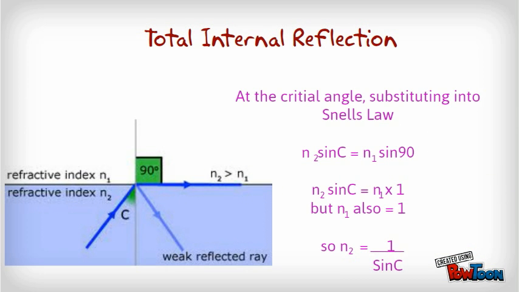So at the critical angle, if we substitute the sums into Snell's law, we can see that n2 sine of the critical angle is equal to n1 sine of 90 degrees. But n2 sine c is equal to n1 multiplied by 1, because the sine of 90 degrees is 1, but n1 is also 1. So we can say that n2 is equal to 1 over sine c.